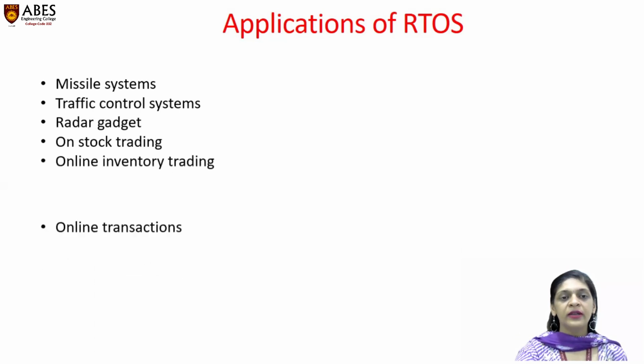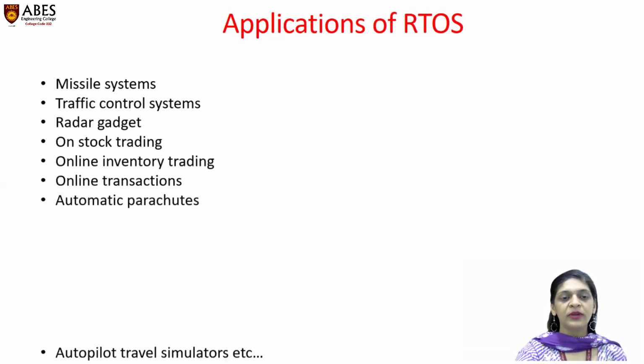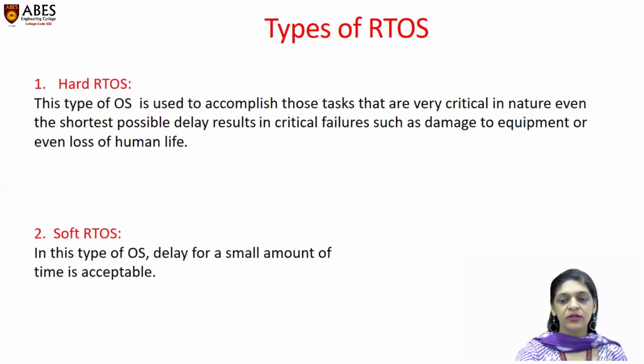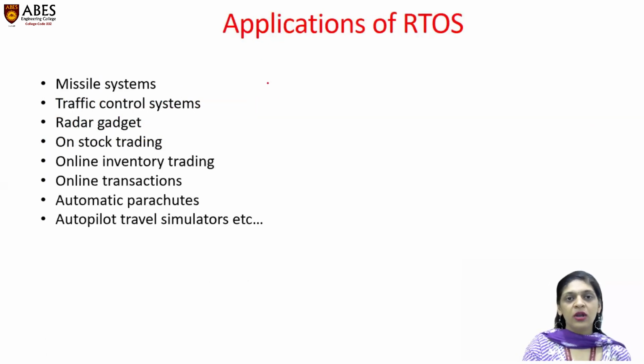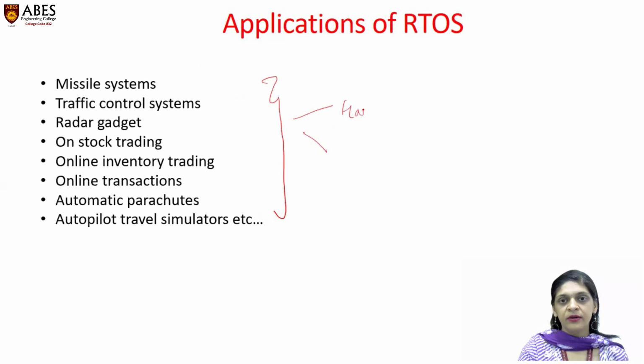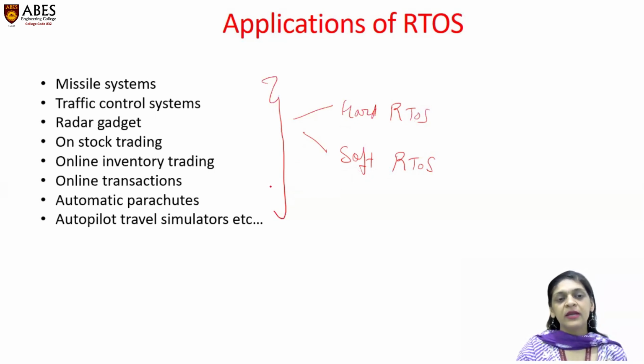Stock trading, online inventory trading, online transactions, automatic parachutes, autopilot, travel simulators. So basically, these are all applications of a real-time operating system, but we can consider these examples as hard RTOS or soft RTOS. It means some examples should be considered in a hard real-time operating system and some in a soft real-time operating system. It means the applications in which a little lack of timing can occur can be a considerable thing.